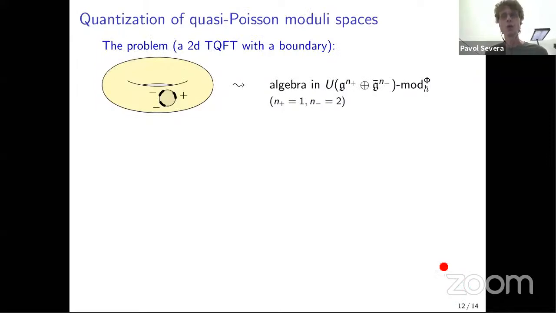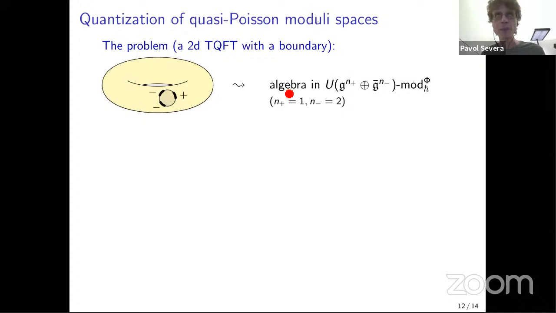Now, how do we actually quantize those quasi-Poisson moduli spaces? So here is a surface. There are those thick black arcs where the bundles are supposed to be trivialized, and I put there also some signs, pluses and minuses, in a random way. It's a technical thing, but in a way it's also conceptual. One should think of those minuses as incoming arcs in some sense, and those pluses as outgoing arcs. And so we take the moduli space of the thing. Those pluses and minuses don't play any role in the moduli space.